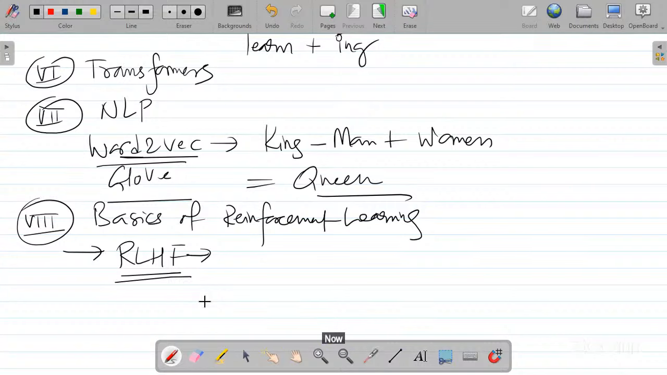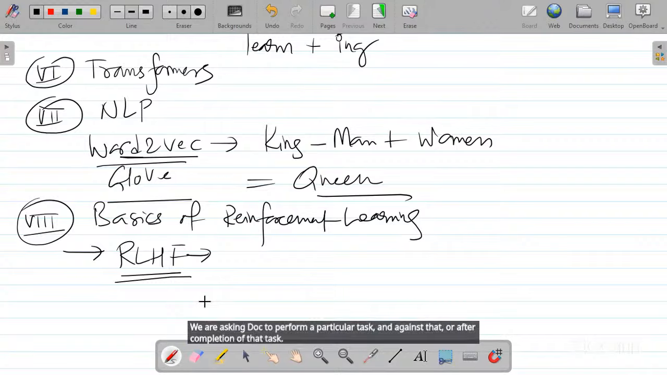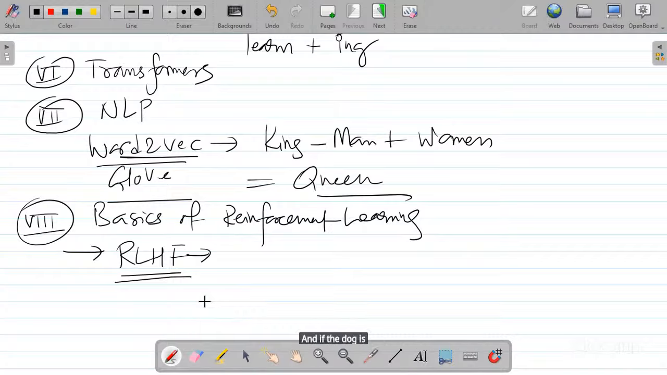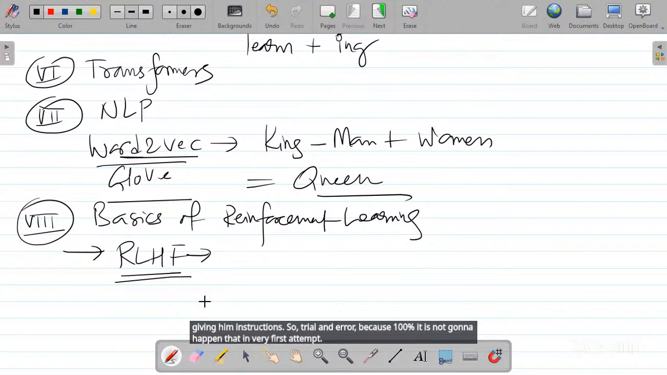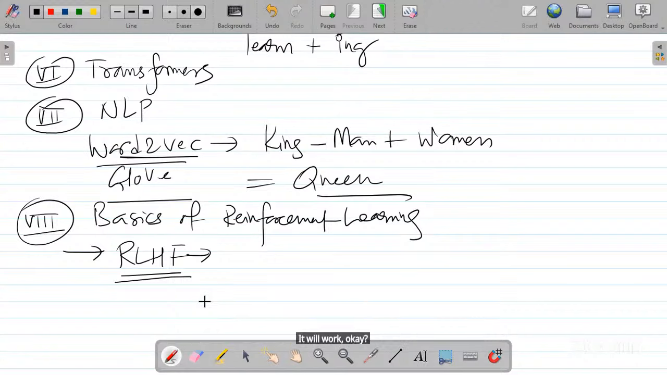Now if we are teaching a particular dog certain tricks using rewards, so if you relate it directly with RL, so definitely it works, because that is what reinforcement learning is. We are asking the dog to perform a particular task, and after completion of that task, we are giving a reward to him. And if the dog is not performing well, we are giving him instructions. So trial and error, because 100% it is not going to happen that in the very first attempt it will work. Okay, so we are teaching a dog and giving some rewards. So it is the same, like human feedback is also involved and reinforcement learning is also involved, right?